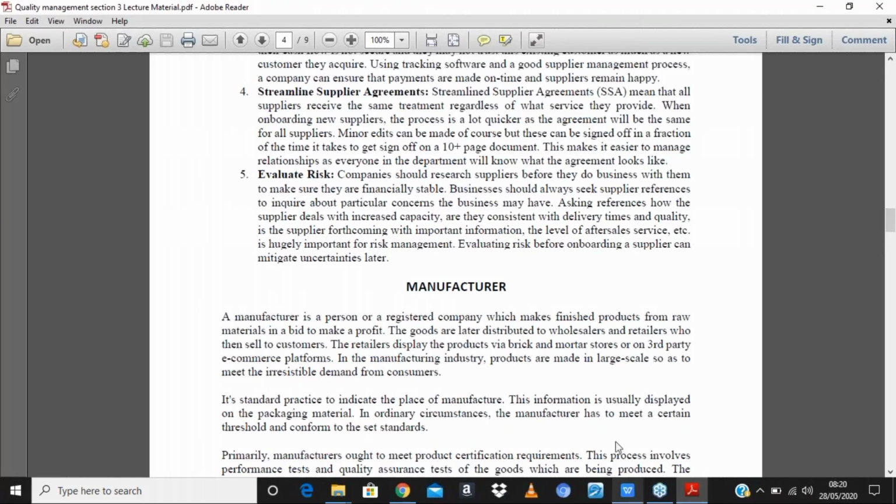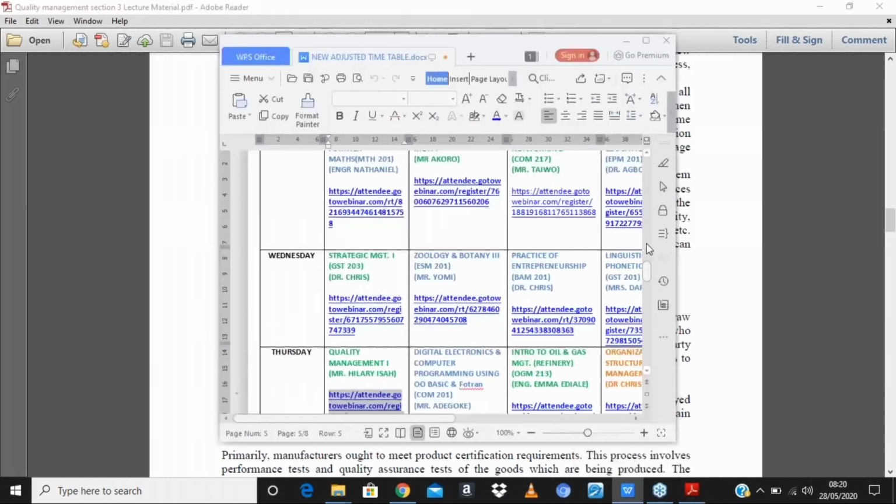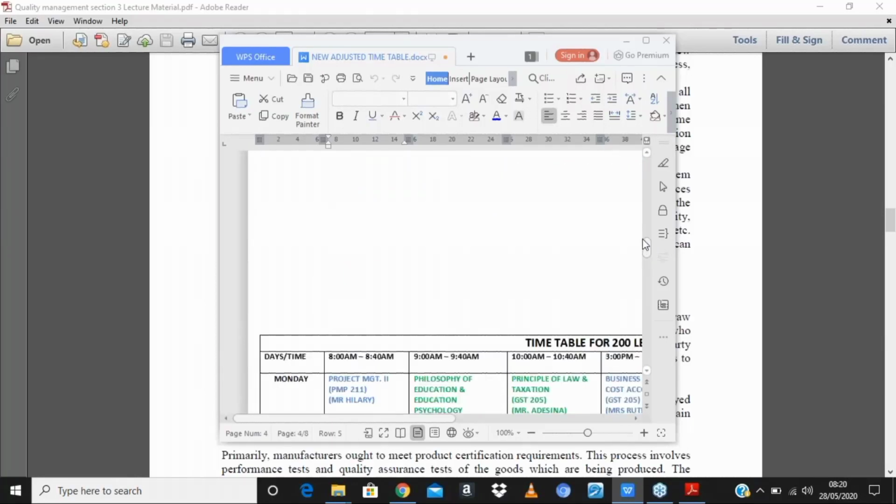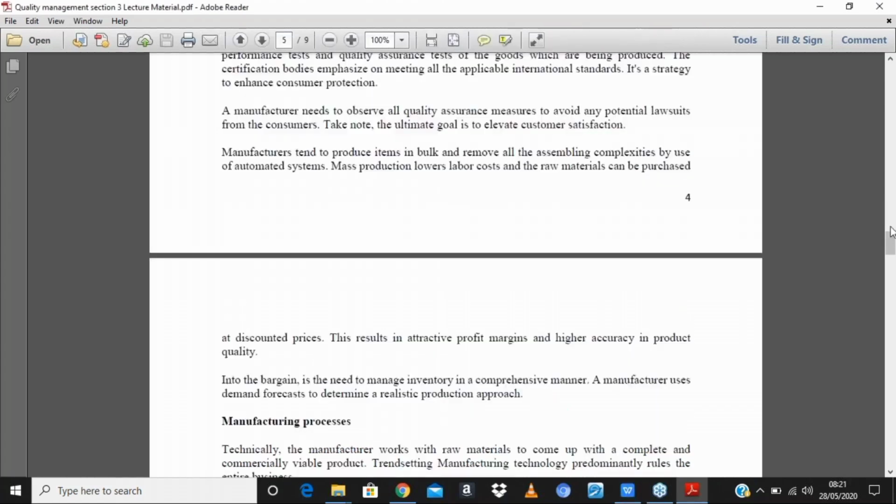So let's quickly go to the manufacturers because we have very limited time. Let's go to manufacturers. We looked at who a supplier is, who a vendor is, and the benefits of good supplier relationship management. So we're also going to quickly examine who a manufacturer is and the responsibilities of manufacturers.